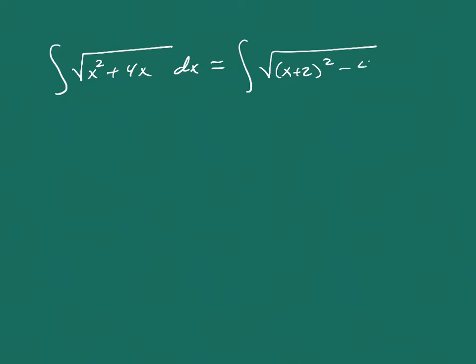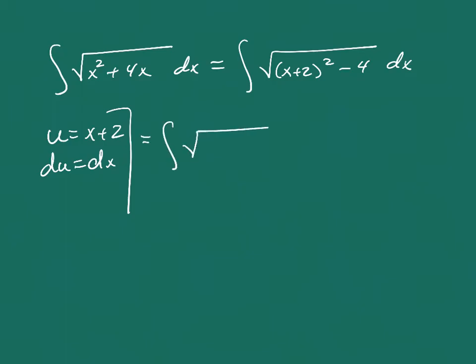So here we had our integral of the square root of x squared plus 4x dx. We rewrote that. We completed the square inside, and so now that looked like x plus 2 squared minus 4 dx. And so if we do a substitution with u being x plus 2, du then just becomes dx. Then my integral actually becomes the square root of u squared minus 4 du.